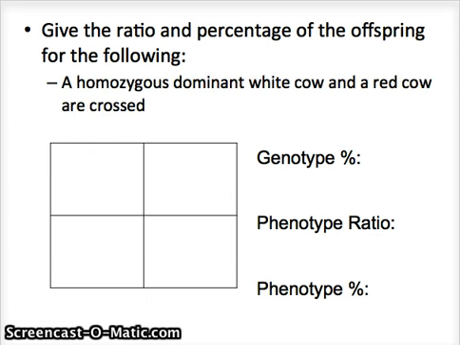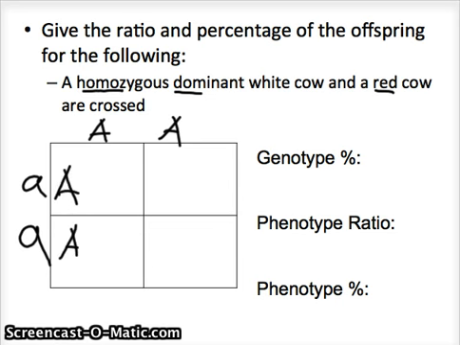So we have a homozygous dominant white cow. So again, homozygous dominant, we have 2 capital letters, crossed with the red cow. Well, it doesn't tell us what the red is, but since white is dominant, red has to be recessive. So little a. So we bring our 2 big A's down, bring our 2 big A's down, bring our little a's across, and then we get our genotype percentage. The only one is that, so 100%.